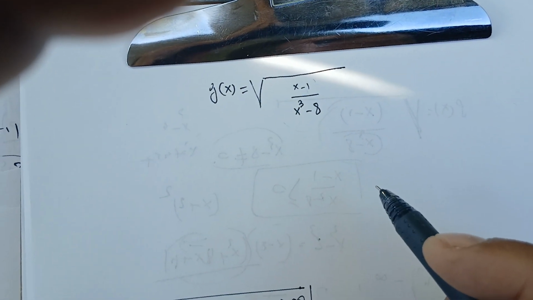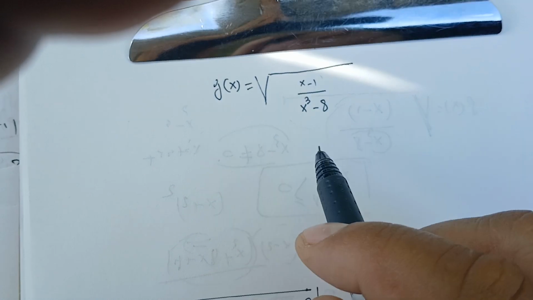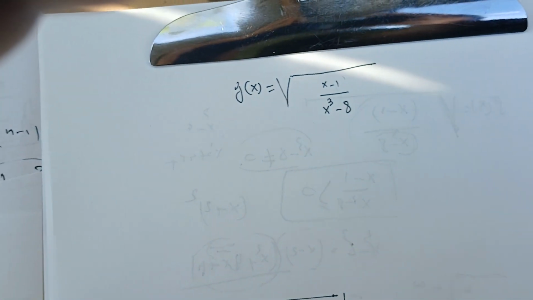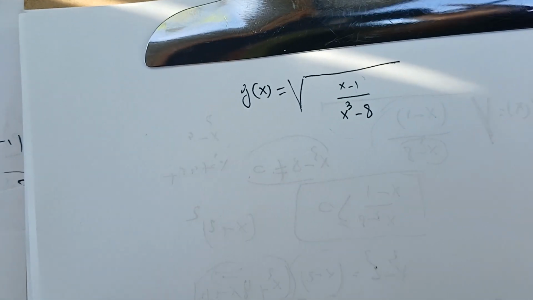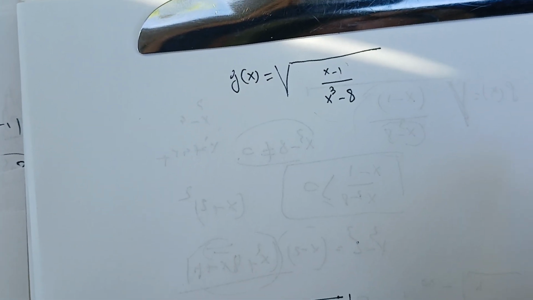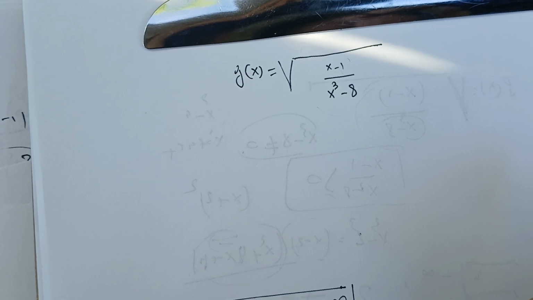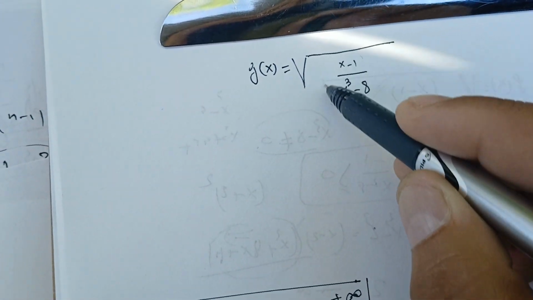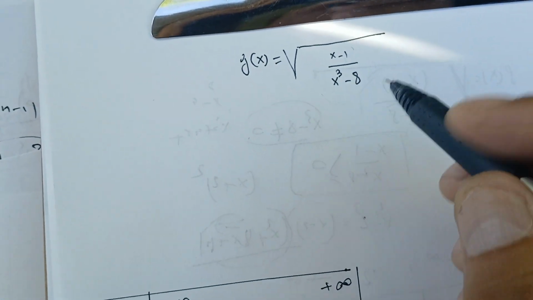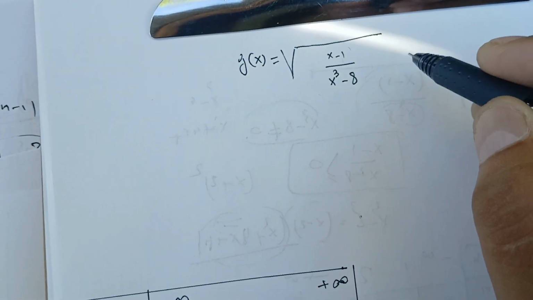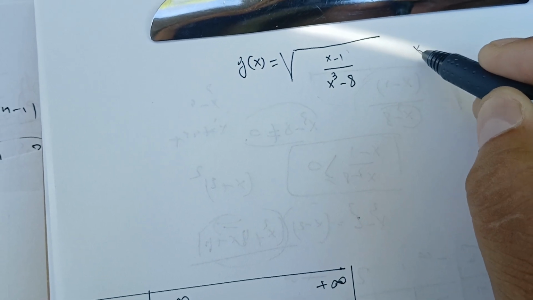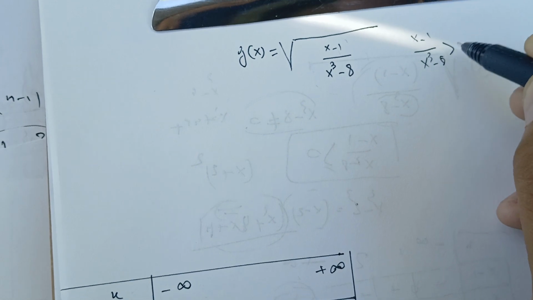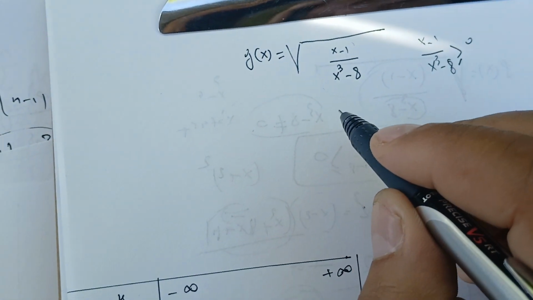Let's try to find the domain for the following function. It's defined by the square root of (x minus 1) over (x cubed minus 8). So the first thing that we need to do is that everything inside the square root has to be positive. That means we need to find the values of x that would make (x minus 1) over (x cubed minus 8) bigger or equal than 0.